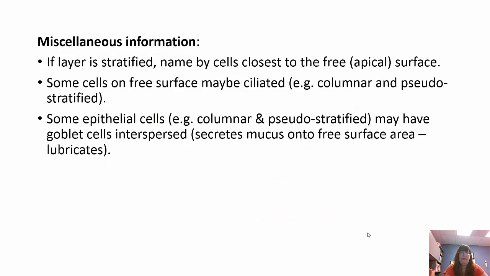Some extra information, if the layer is stratified, again, you name it by the cells closest to the free or apical surface, so the top. Some cells on the free surface may be ciliated with columnar or pseudostratified, and some of them, again, have goblet cells interspersed. Columnar and pseudostratified are the types, and those goblet cells are very important because they secrete that mucus to lubricate the area.